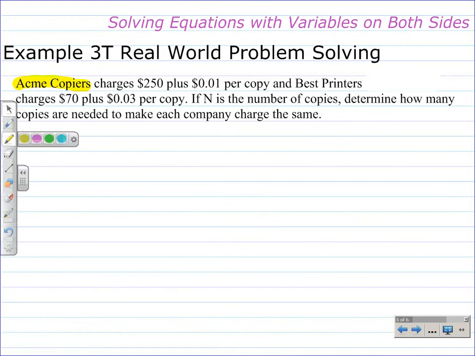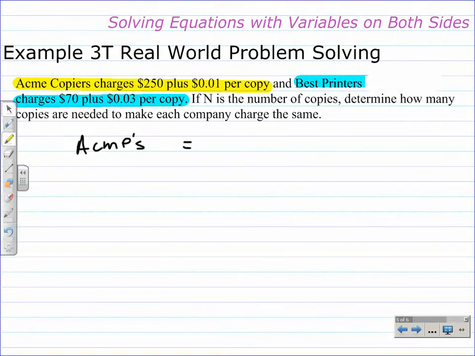So this part of this problem tells us how Acme Copiers is going to charge. And over here, that I highlight in blue, tells us how Best Printers is going to charge. What we need to figure out is when Acme is equal to Best. What we need to do then is write an expression that's going to represent the charge for each company.